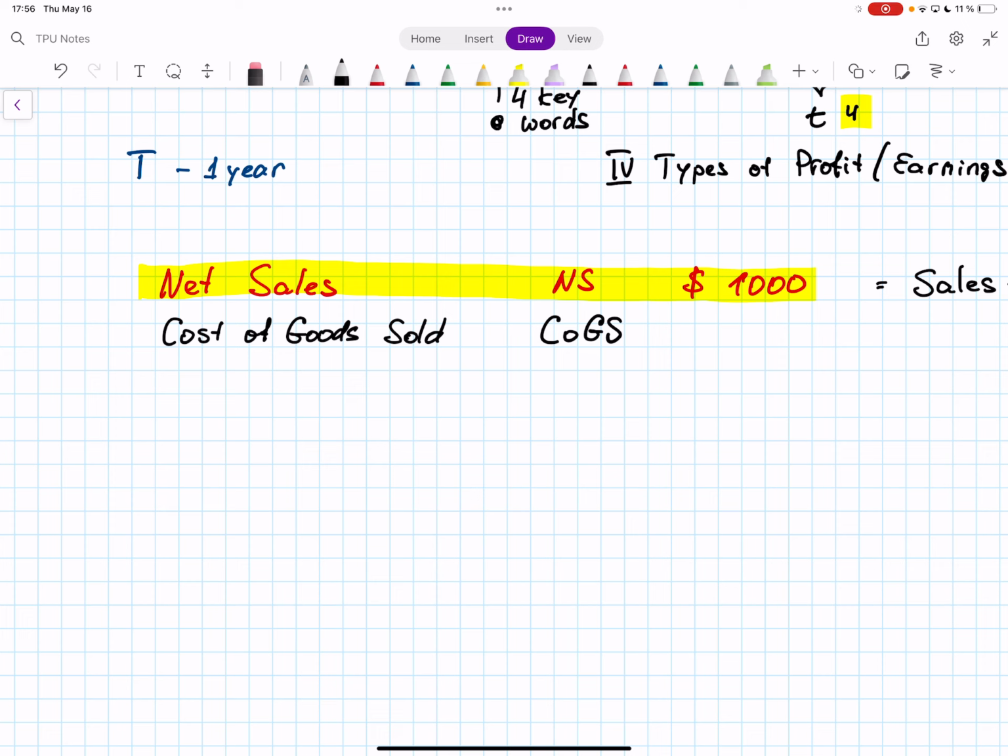In English it's COGS, cost of goods sold, COGS. It includes cost of materials, then cost of labor.